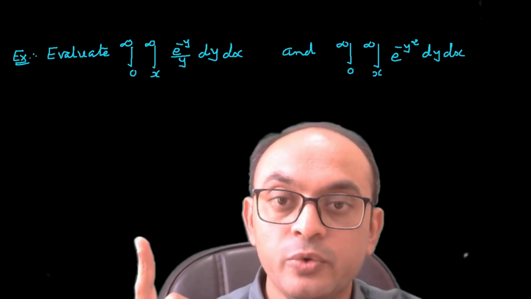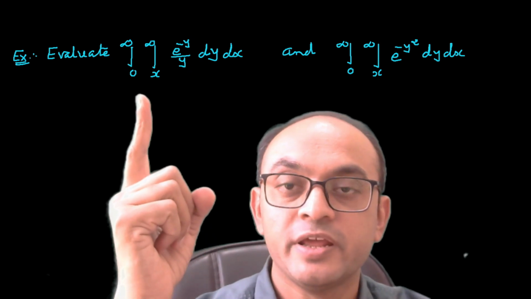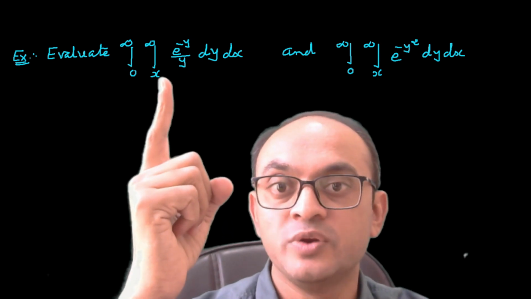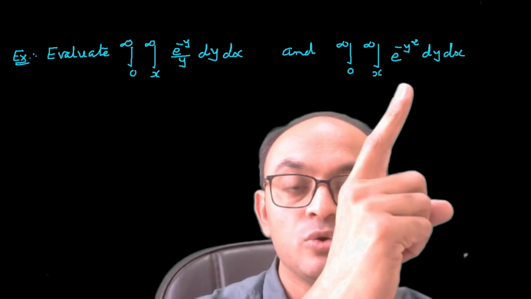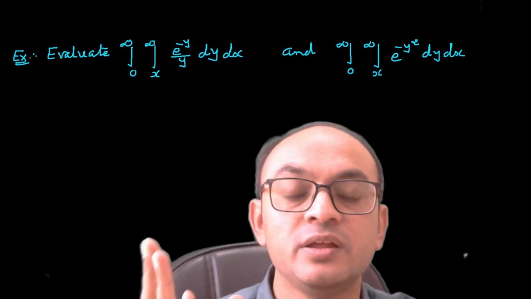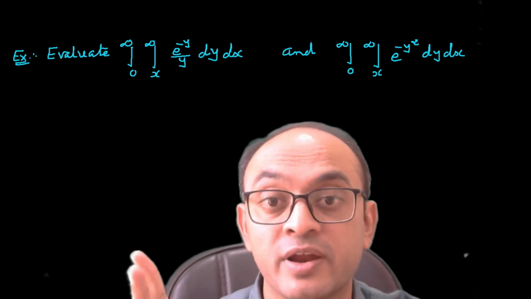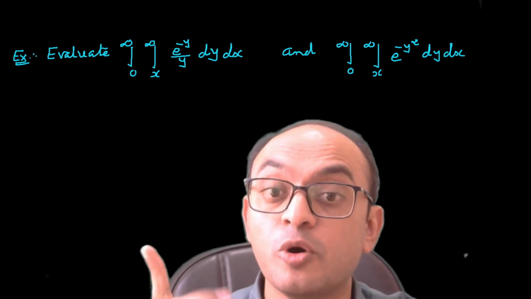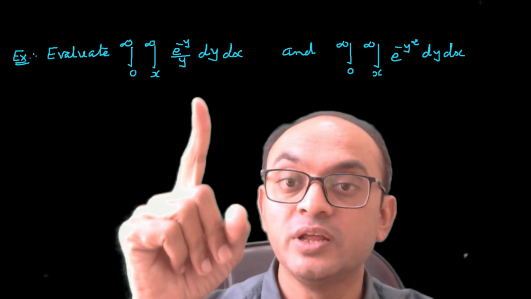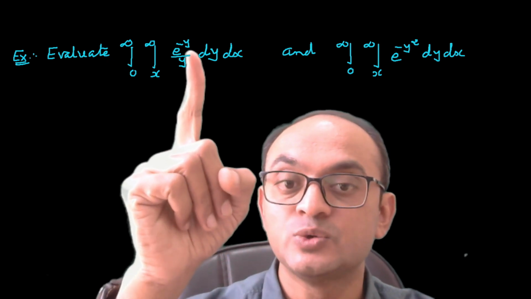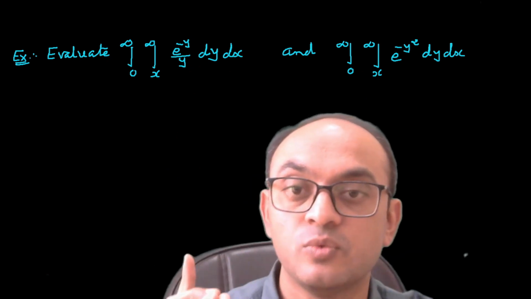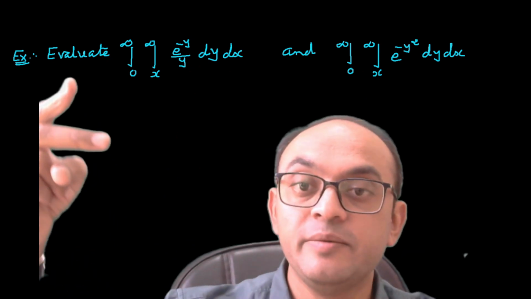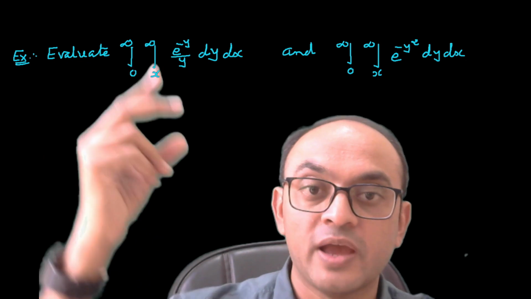See, there are two new exercises. Evaluate integration 0 to infinity, x to infinity, e raised to minus y upon y dy dx, and 0 to infinity, x to infinity, e raised to minus y square dy dx. What did you observe in both these exercises? Only the function is changing, e raised to minus y upon y, and here it is e raised to minus y square, right? The limits are same, 0 to infinity, x to infinity.